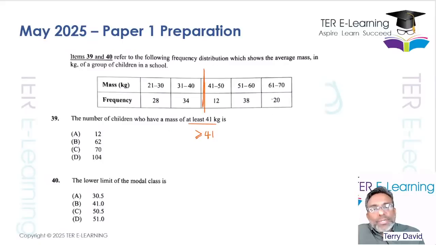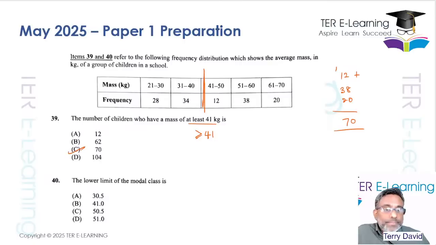All you need to do, if you want to work out the number of children who have a mass greater than that, is take 12 plus 38 plus 20. 8 and 2 is 10. 3 and 2 is 5, and 1 is 6, and 1 is 7. So you're going to get 70 children with a mass of at least 41. So the answer is going to be C. The majority of you said C, so that's correct. What about this one here? What's the lower limit of the modal class? What is the lower limit of the modal class?